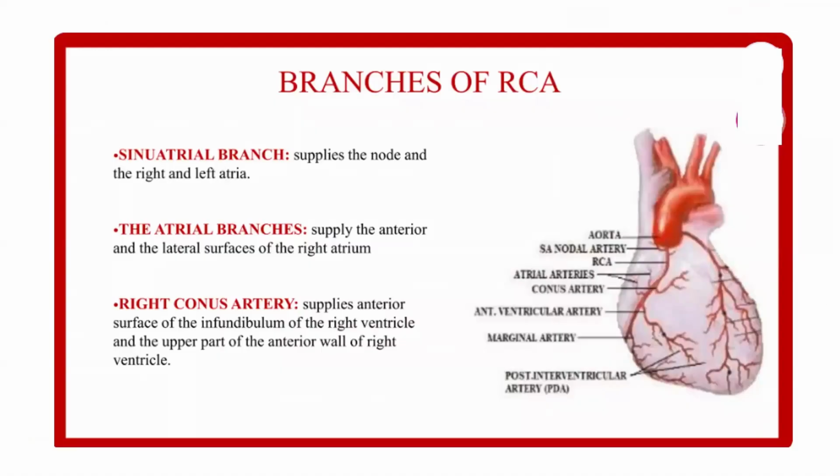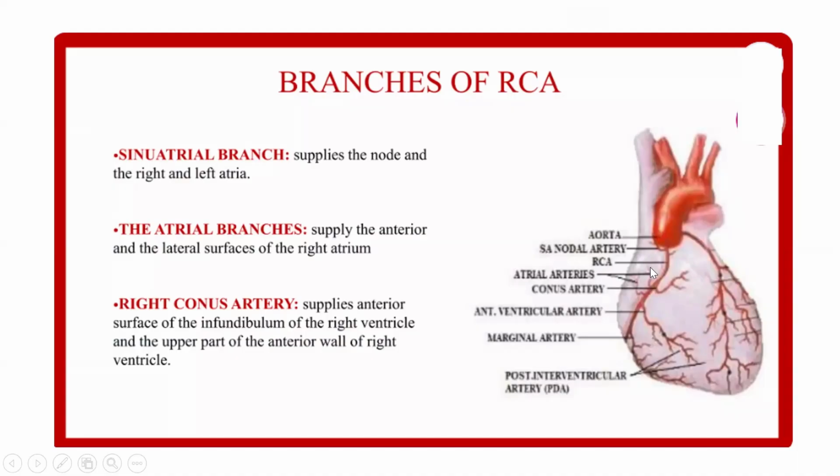So the branches of right coronary artery include SA nodal branch, which supplies the SA node. Then, during its descent, it gives rise to atrial branches, which supply the anterior and lateral aspect of right atrium. Then the right conus artery.